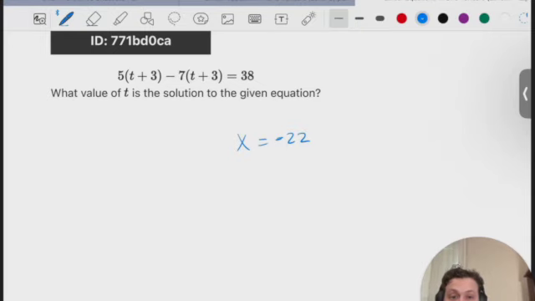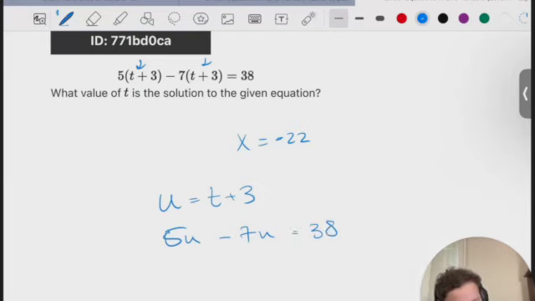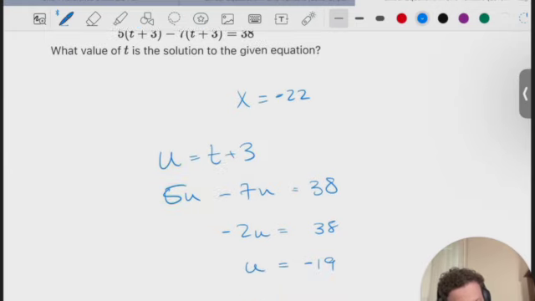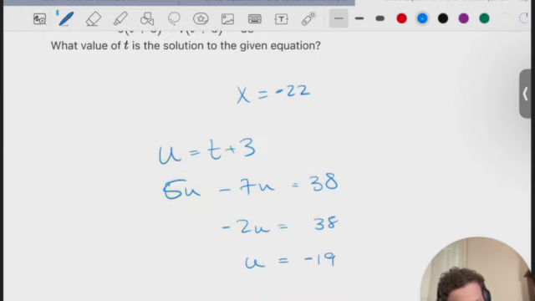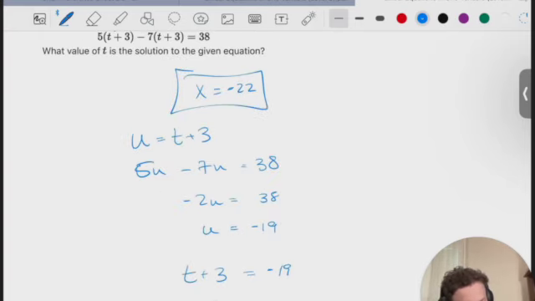Now, if you wanted to do this by hand, I noticed that both of those binomials are the same. So I could call u equal to t plus 3. So 5u minus 7u equals 38. That means negative 2u equals 38. u equals half of 38, which is negative 19. So t plus 3 equals negative 19. t equals negative 22. So I still agree with that value.